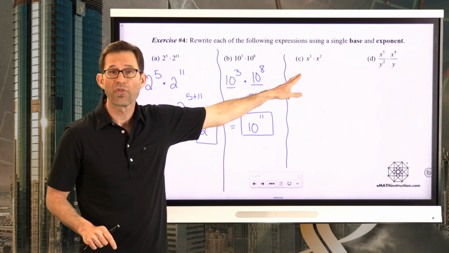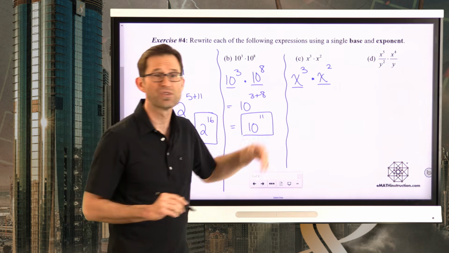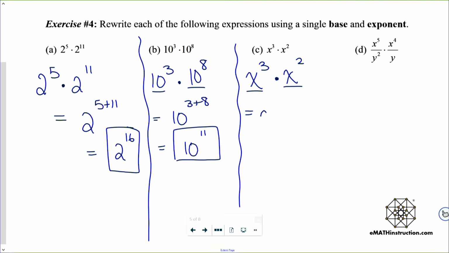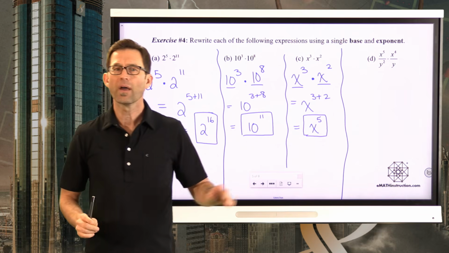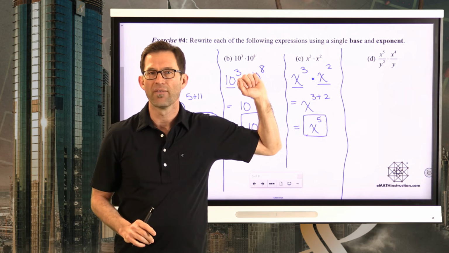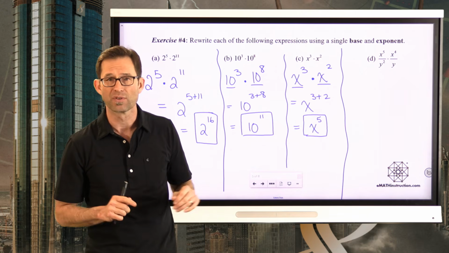Here I've got x to the third times x to the second, where they both have bases of x. So they have a common base, which is x, and therefore this must be equal to x to the 3 plus 2, which is x to the fifth. Now the final one, as I said, kind of violates what I've asked you to do here, but it still illustrates the point of adding the exponents.